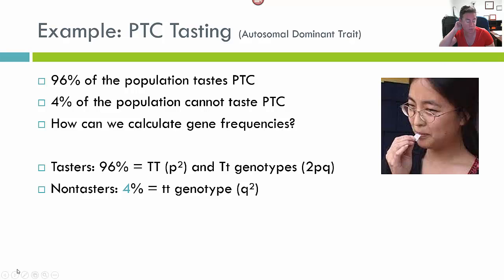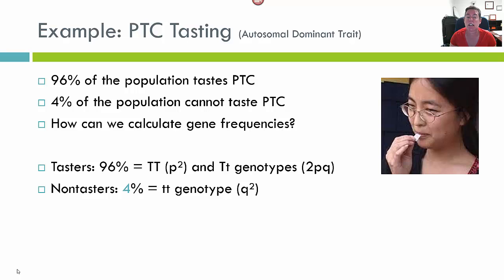Let's take an example of a trait called PTC. PTC is a chemical that can be tasted. It's an autosomal dominant trait. 96% of the U.S. population is capable of tasting PTC. 4% of the population can't taste PTC. So how do we calculate gene frequencies?